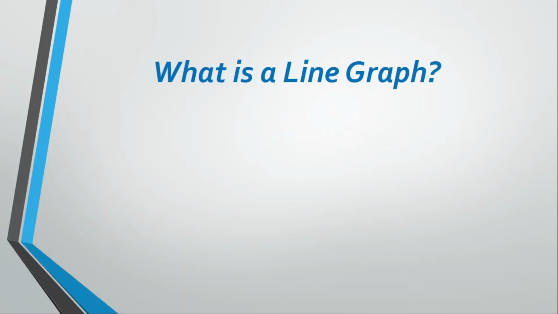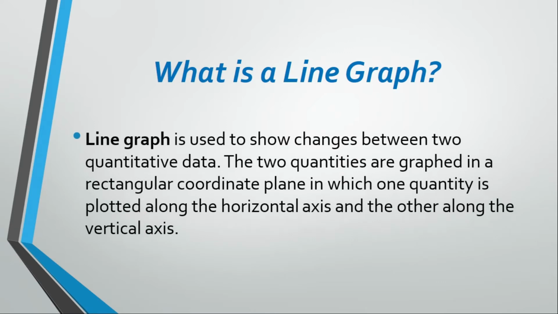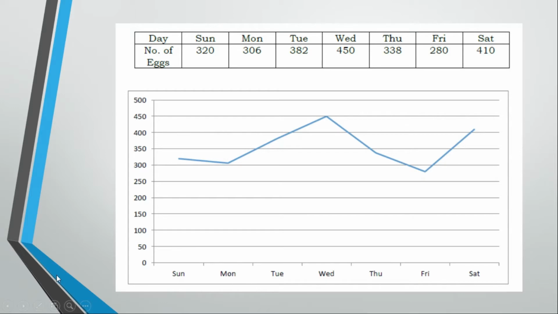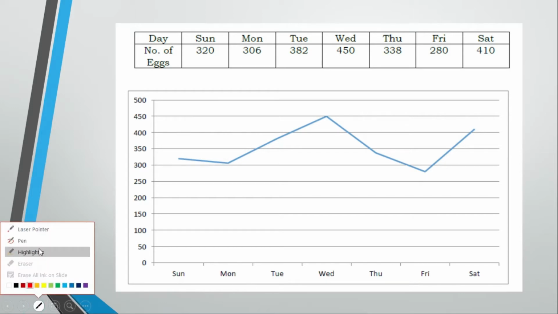When we say line graph, it is used to show changes between two quantitative data. The two quantities are graphed in a rectangular coordinate plane in which one quantity is plotted along the horizontal axis and the other along the vertical axis. So these axes are like this. Dito sa point na to.